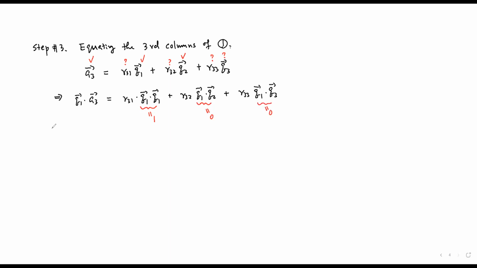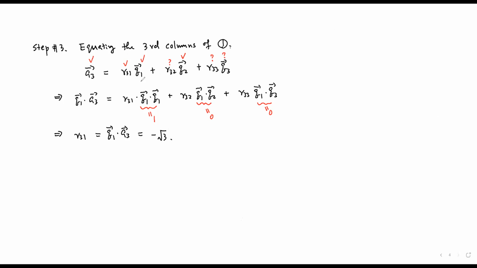So therefore, we have R31 is equal to Q1 dot A3. I know Q1, I know A3, so this is computable. What is the number? Negative square root of 3. Let me remove the question mark. This one, I know it now. Next, let me determine R32.